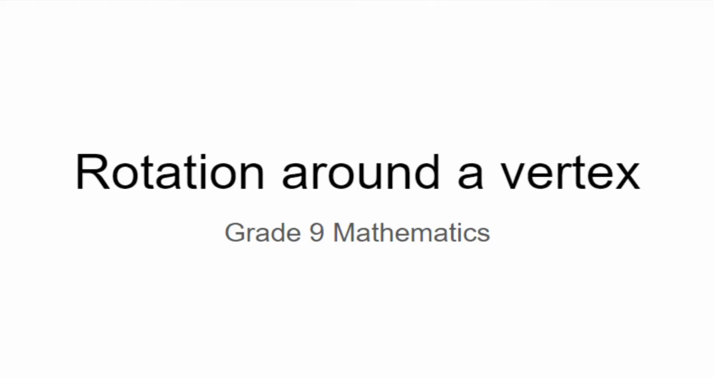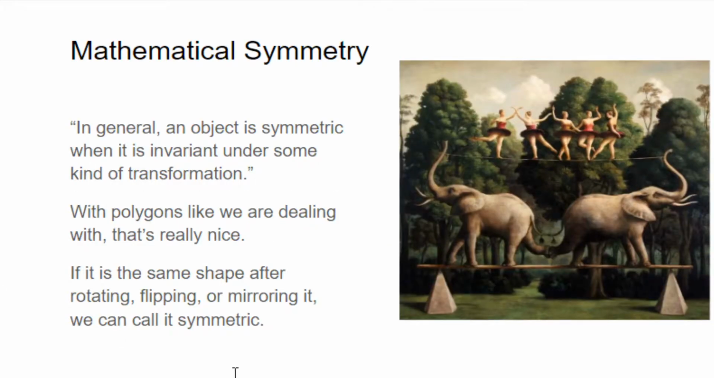Okay, everybody, today we're going to continue our delving into rotations and symmetry. And I was doing a little more thinking about mathematical symmetry and what that means. And I found a really good quote that broke it down, I think, quite well. And it said, in general, an object is symmetric when it is invariant under some kind of transformation.